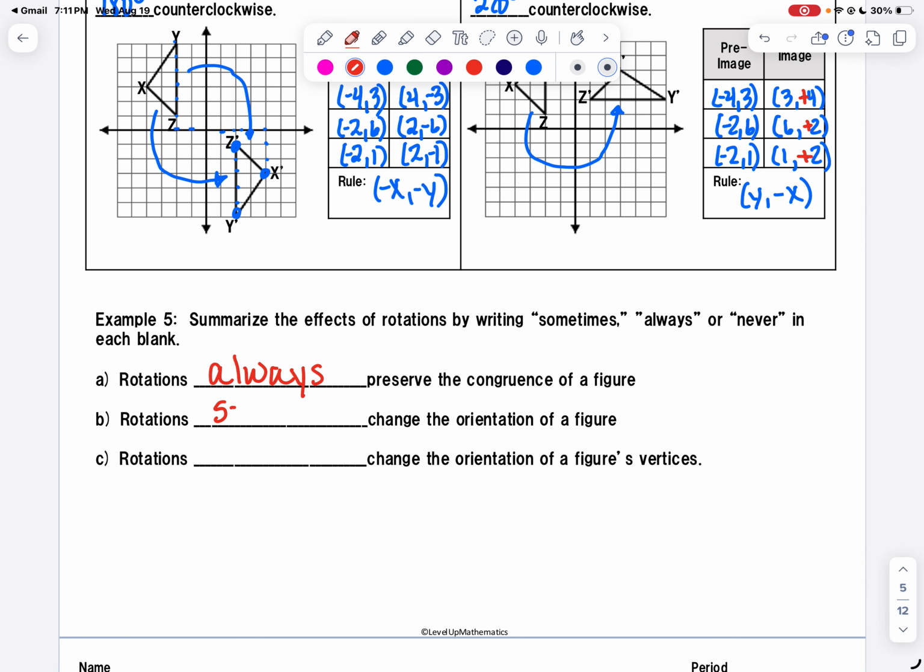Rotations sometimes change the orientation of the figure. In fact, they usually change the orientation of the figure, except for the 360 degree rotation, which would preserve the original orientation. All the others will change the orientation. Okay, and then rotations never change the orientation of a figure's vertices. Those will always stay in the same orientation. And that concludes today's lesson, rotations in the coordinate plane.